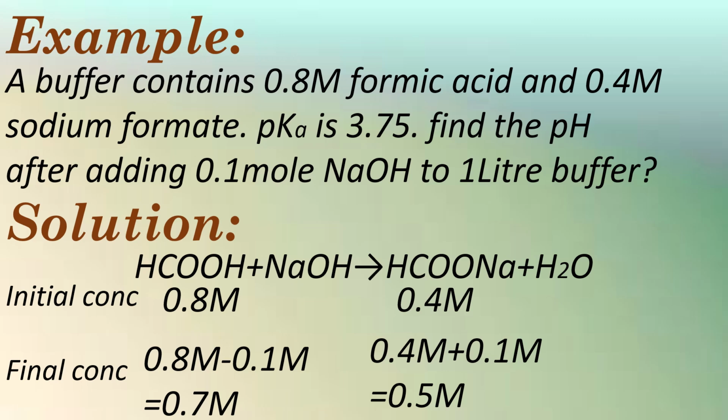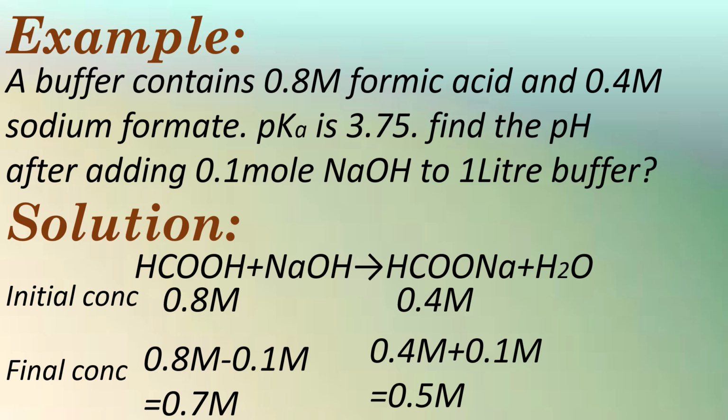So here we have a buffer system of formic acid and sodium formate. Concentrations in molar are given. Ka is the dissociation constant of acid. Kb is the dissociation constant of base. pKa is the negative logarithm of dissociation constant of acid. So pKa of formic acid is 3.75.